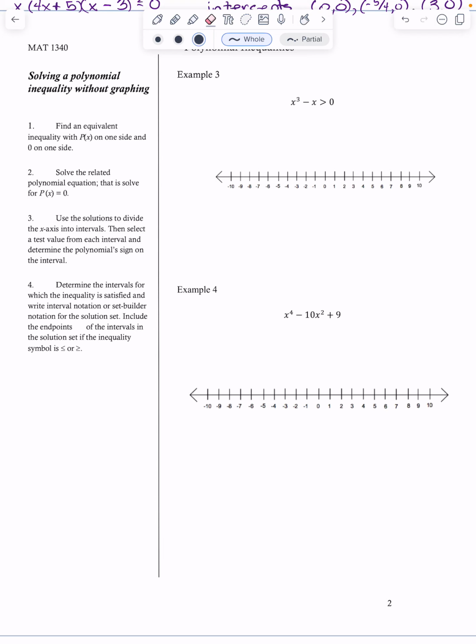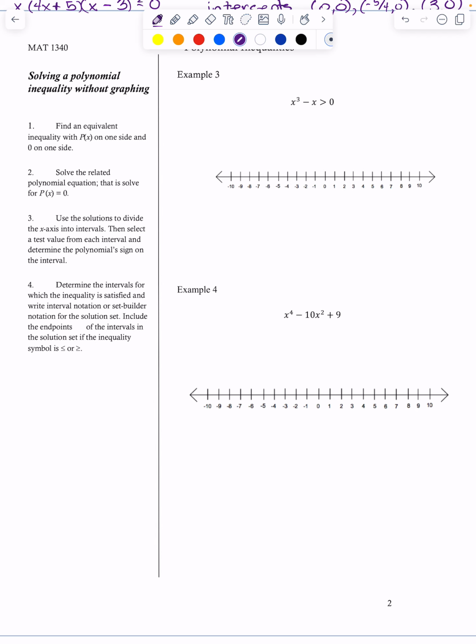Okay, here are the polynomial inequality notes, page 2. We've got steps along the left-hand side. We're going to do what we did up above, so this would be a good time to hit pause, come back, and double check.